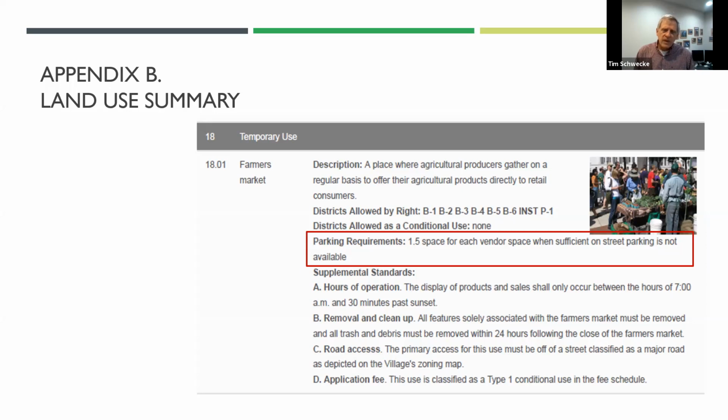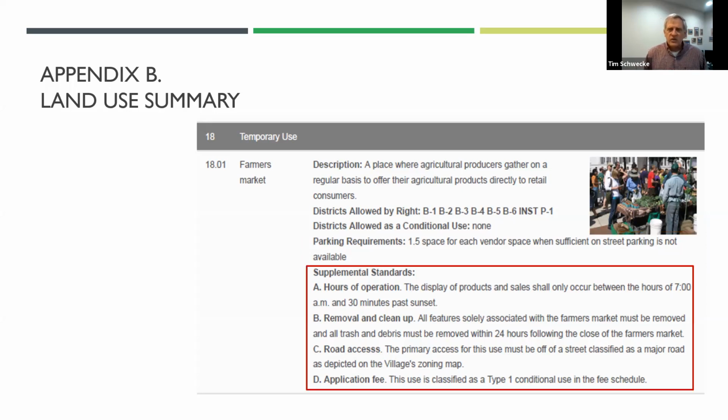The next category of information that you can include in this kind of structure is all of the supplemental standards. So in just a single page, you can find out all the different land uses. You can find out how they're described, where they're allowed, what the requirements are for parking, and other supplemental standards. So that's the second part. That's Appendix B.